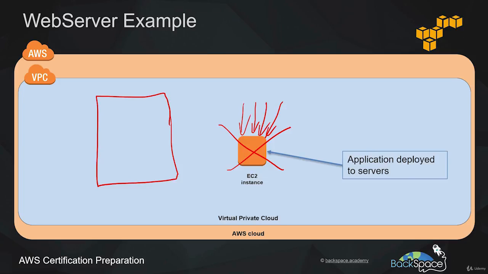And also, what happens when the demand goes back down again? Do we have to tear that down and then put in a smaller instance? And what happens if that happens every day? What happens if that happens every hour? It's just not going to be economical for us to do that.